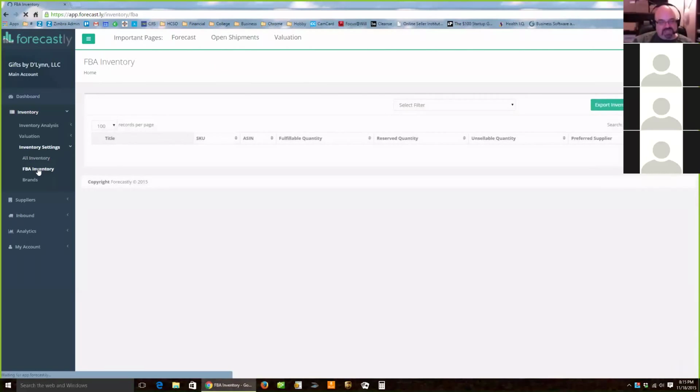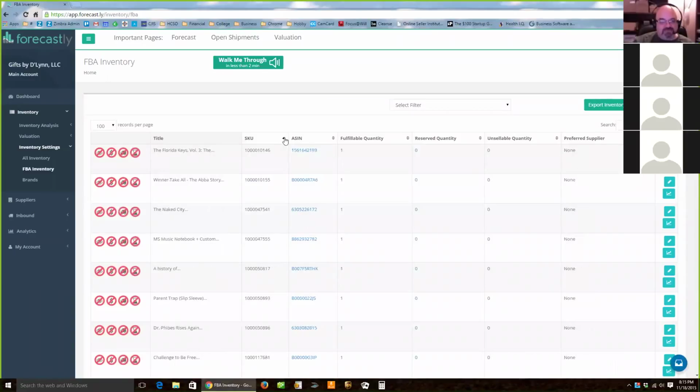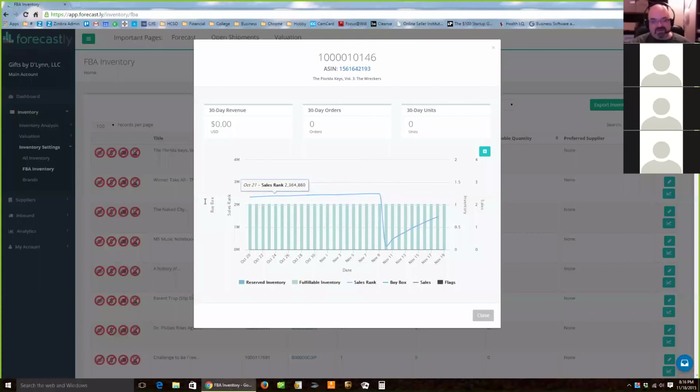FBA Inventory, of course, shows all the inventory that it knows about that you actually have at Amazon in FBA. So that's just a different view, basically, so you can see what's actually there. Your fulfillable quantity, reserved, unsellable, that type of thing. You can also see sales graphs at this level as well. So you can click on this button, you can see the same thing.